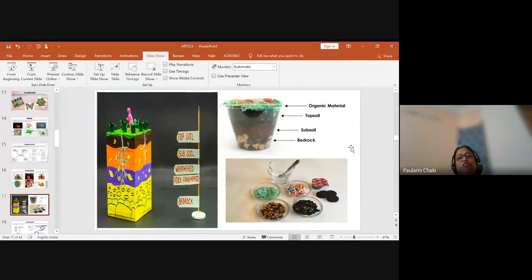This is one thing which is edible soil profile. Edible soil profile, all the students love candies. Different kind of chocolates, creams, all these they love. So you can ask them to make one edible soil profile and show it in the class.